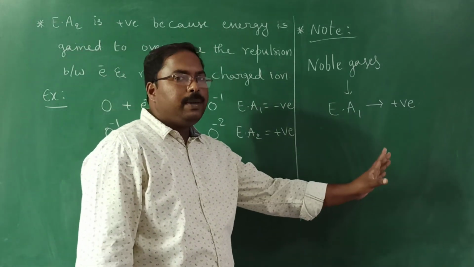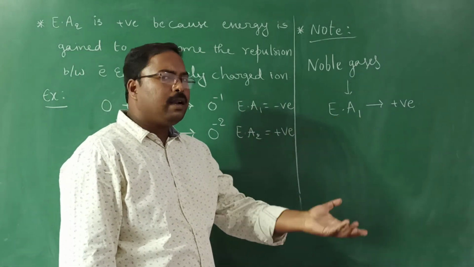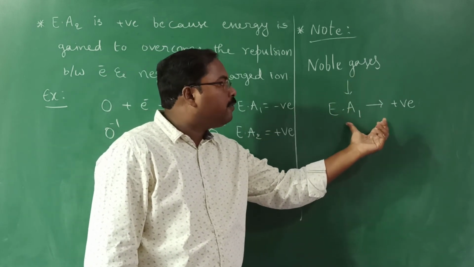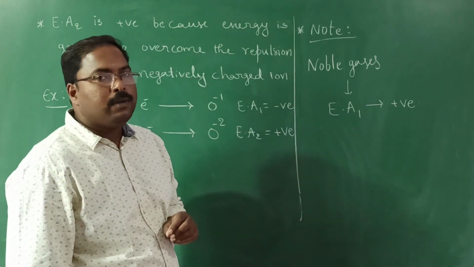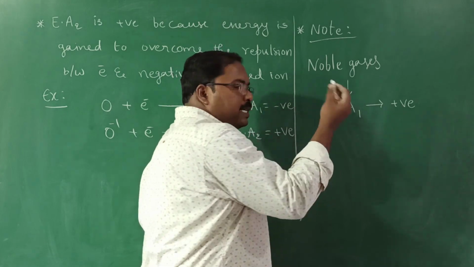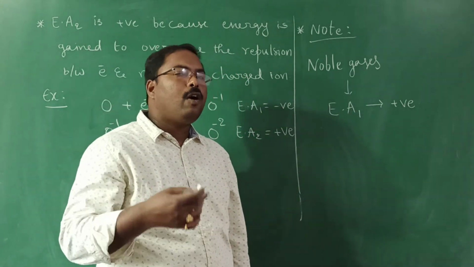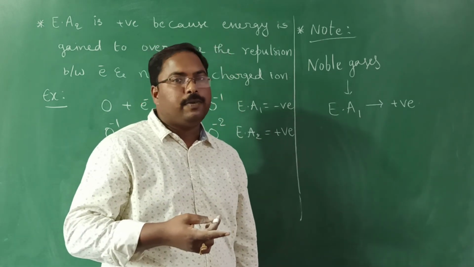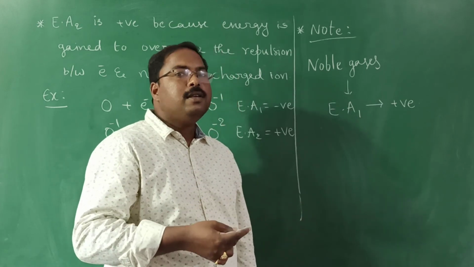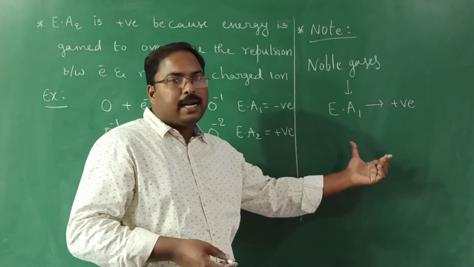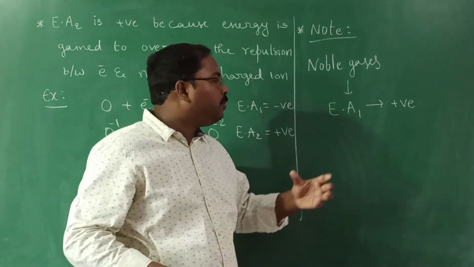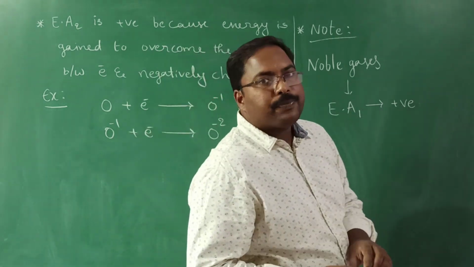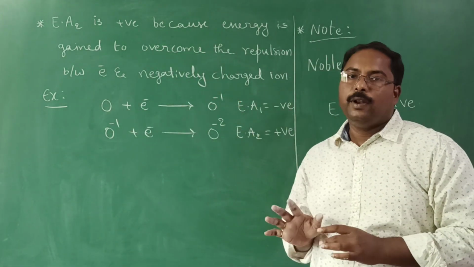For all the other elements, the first electron affinity values are negative only. But coming to the noble gases, the first electron affinity value is also positive. We know the reason: the noble gases have a stable octet configuration, so after gaining one electron, they will lose their octet configuration. They are not willing to do that, so they don't want to gain the electron. Still, if we want to add the electron, we need to supply energy to overcome the repulsion. That is about electron affinity.